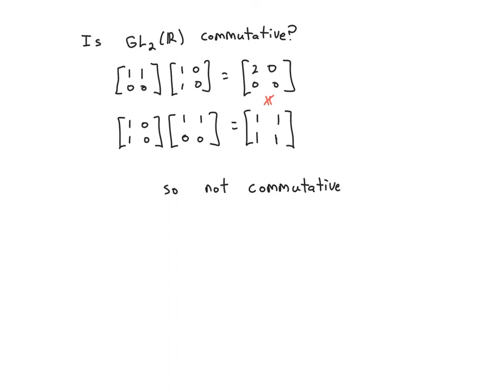All right, after giving you at least some moment to think about it, and the ability to pause the video if you wanted to, here's a counterexample. If you multiply these two matrices together, you get a 2 in the upper left-hand corner. But if you multiply them in the other order, you get all 1s everywhere. Clearly, these aren't the same matrix. So matrix multiplication is not commutative.